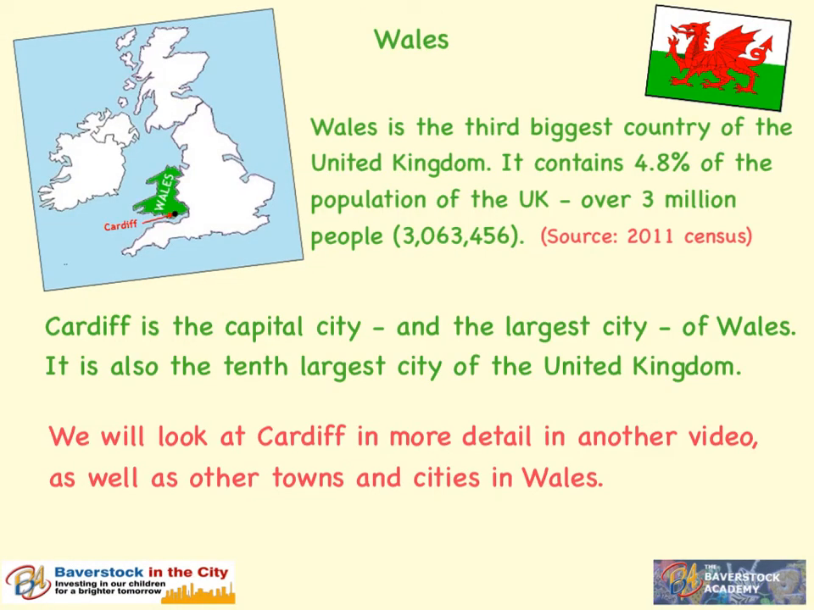We'll now move on to Wales. Wales is the third biggest country of the United Kingdom. It contains 4.8% of the population of the United Kingdom, over 3 million people. It contains 3,063,456 people. Cardiff is the capital city, and it's the largest city of Wales. It's also the 10th largest city of the United Kingdom. We will look at Cardiff in more detail in another video, as well as other towns and cities in Wales.